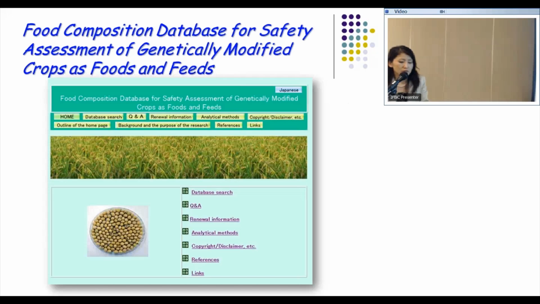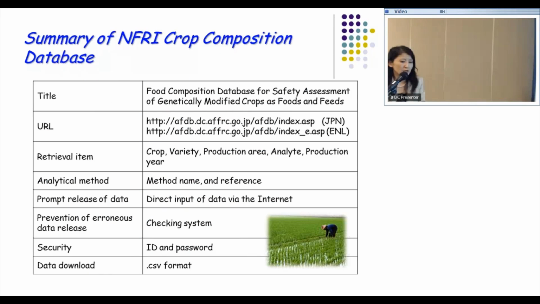Then we constructed a food composition database for safety assessment of genetically modified crops as foods and feeds. And this is a summary of the National Food Research Institute food crop composition database. We first released the Japanese version of the database, but in order to make it available to more users, we also released the English version.